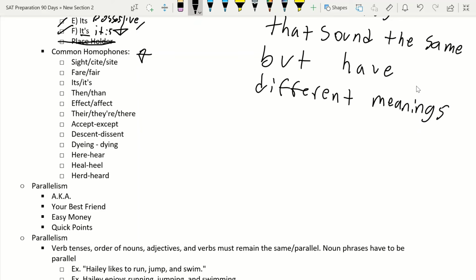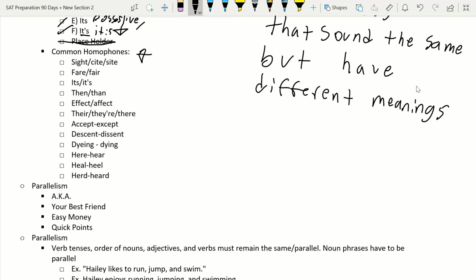All right, so common homophones that I want to cover. Here's what I'm going to suggest with homophones. After this video, go search common homophones on the internet. Go to Google Images, just look through a couple images of common homophones. If you don't know some of them, go ahead and look up what the differences are between them.